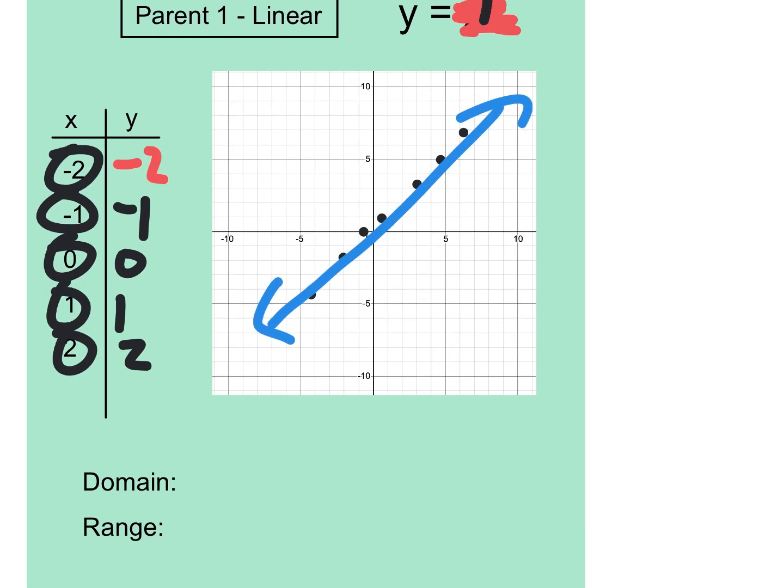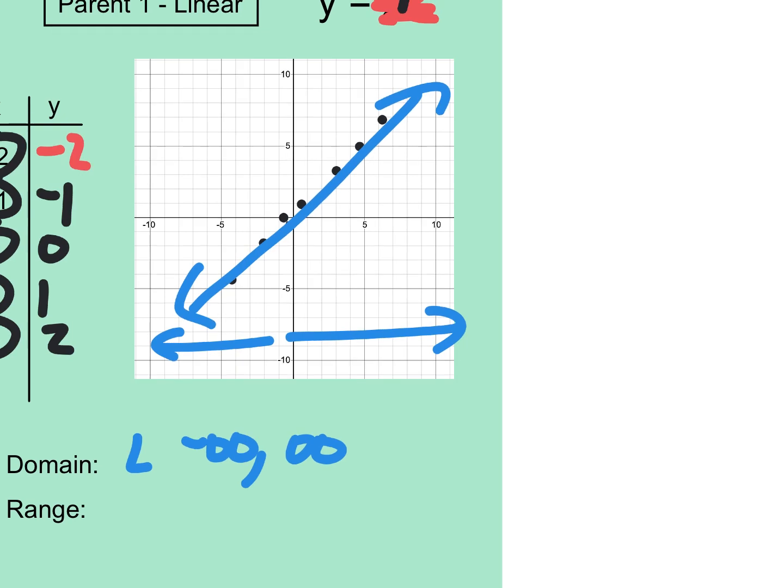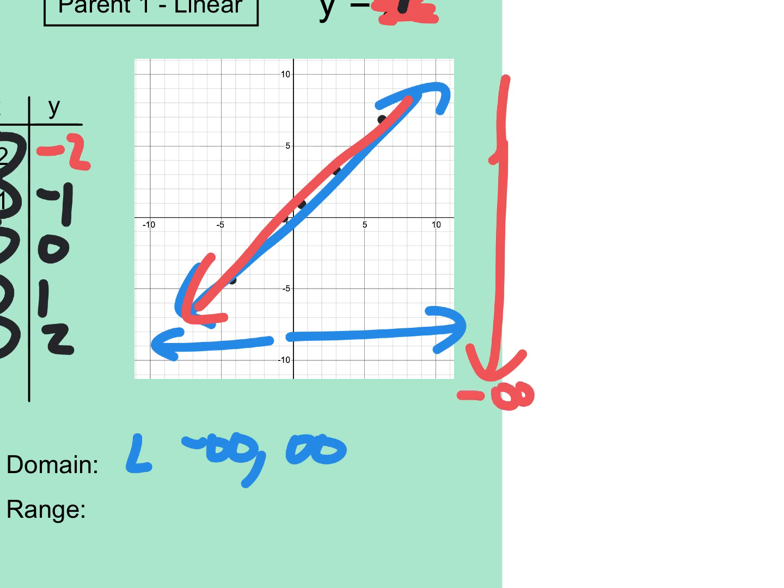What's its domain? Well, how far left does it go? Negative infinity. How far right does it go? Infinity. So it goes that way and that way. There we go. And then the range? Well, how low does it go? This function would keep going forever. Negative infinity. How high does it go? Infinity.